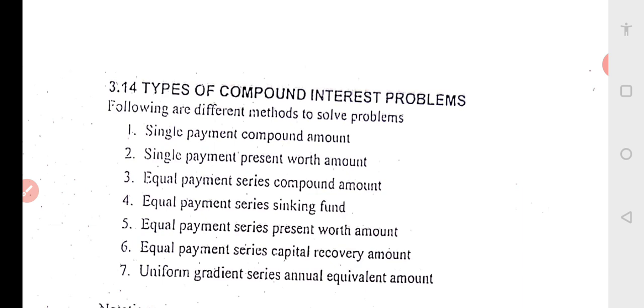Third was equal payment series compound amount. Equal payment series compound amount means I am going to make something like RD deposits. So the first was like an FD. I may pay something today, and after some years, how much will I get? This is the fixed deposit first.